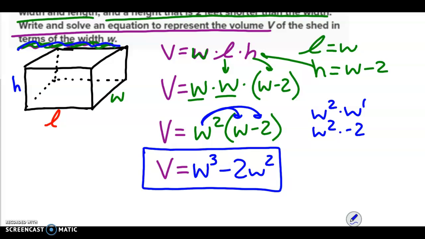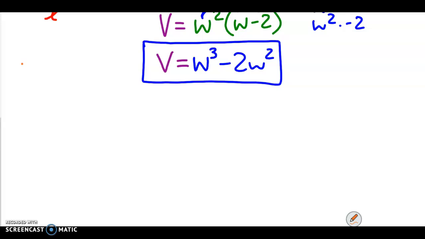Okay, so then if we knew the width, we would be able to find out the volume. If they asked you, find the volume if the width is 8 feet. Okay, if we had to do that, we would be plugging 8 in everywhere that there's a W. We would say volume equals 8 cubed minus 2 times 8 squared.